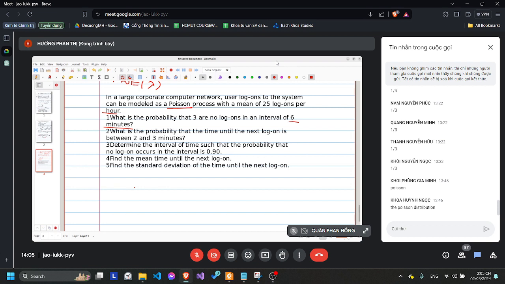So question 1. Firstly, let S indicate the number of log-ons in the unit of 1 hour, and S follows the Poisson distribution with lambda equals 25.